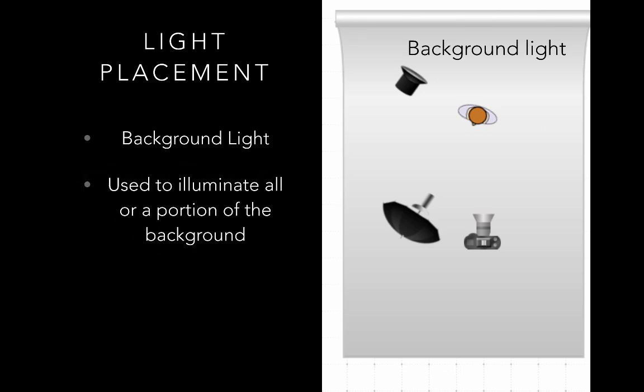Background light. It's used to illuminate all of or a portion of the background. You can see background lighting diagrams. You can see grids used. You can see snoots used to really control a specific spot. A lot of times you'll see gels used to create color on a white background. Maybe they'll put a blue gel over a background light, and it creates maybe a 3 or 4 foot circle of blue light behind the subject, and creates a really nice looking effect. That's just a background light.